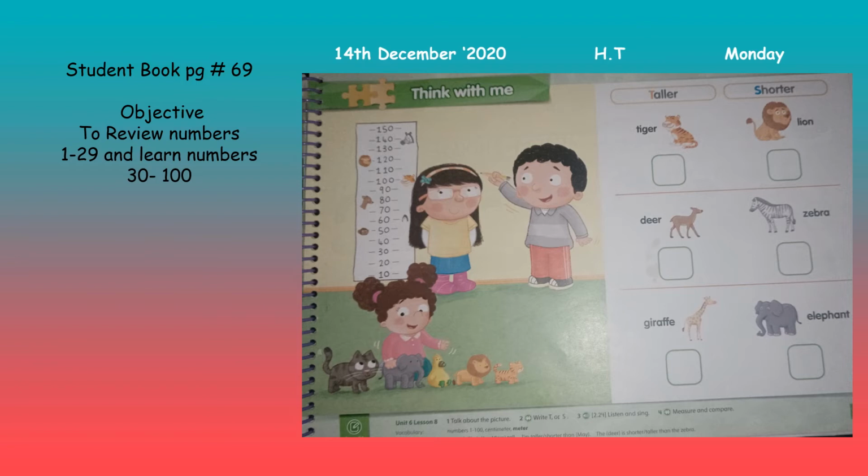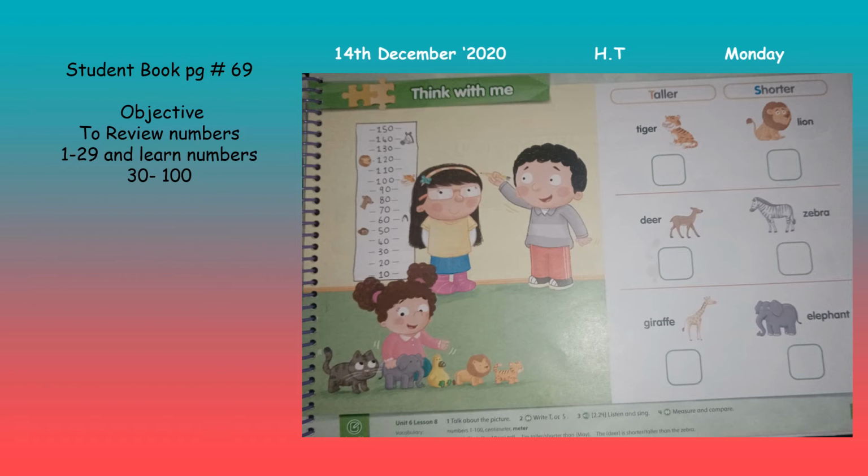Now look at the next pair. Another pair is of deer and zebra. Which one is taller? Yes, you are right. Zebra is taller. Under the zebra picture, you have to write just capital T. And under the deer picture, you have to write S for shorter, because the deer is shorter than the zebra.